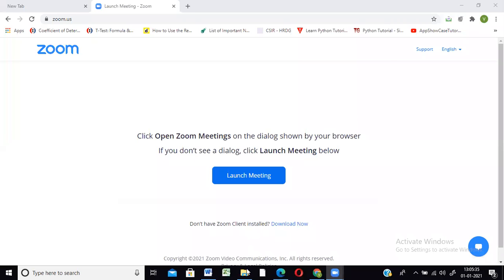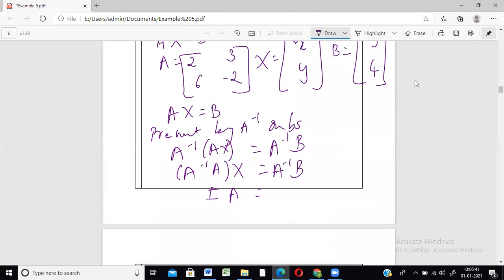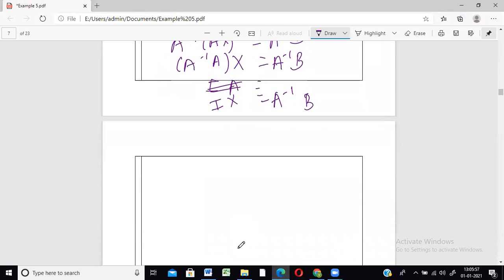Continuing the same problem. So we'll continue, and then A inverse into A is equal to I into X is equal to A inverse B, and we know that I into X is nothing but X only, it's identity. So X will be equal to A inverse B. So now we have X is equal to A inverse B.